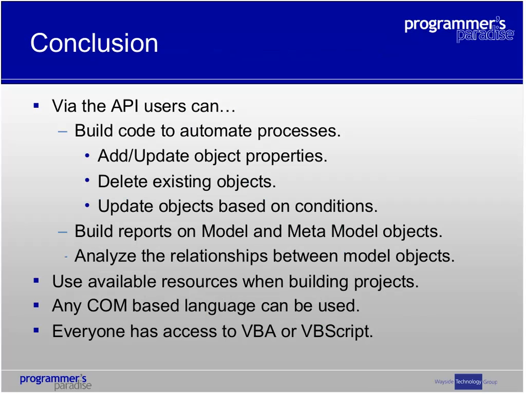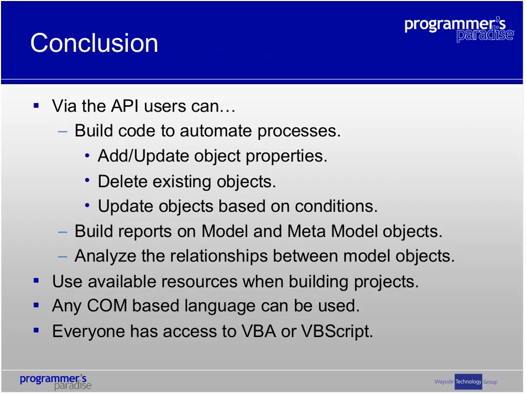So in conclusion, via the API, you can build code to automate processes. You can add and update object properties, delete existing objects, and update or add objects based on conditions. You can build reports on the model and meta-model objects, and something that's beyond the scope of this is doing analysis on those objects. We touched on it briefly, but using those flags, we can see where my names are being hardened, where objects are derived, and where they are not derived. So beyond just reporting on the objects, we can see the relationship between the settings on those objects and relationships between different objects in different levels of the model.